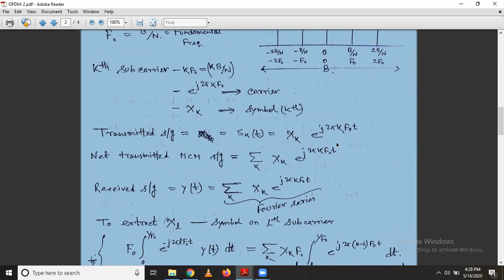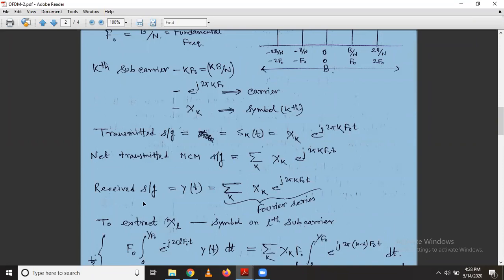Now this is only for one symbol, that is the kth symbol, kth subcarrier, kth subband. Now you are going to transmit all the subcarriers, N number of subcarriers. So just add some summation here, put some summation symbol here. The transmitted MCM signal is now this one.